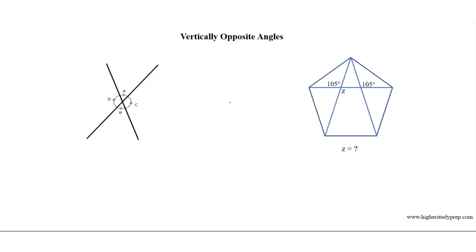Vertically opposite angles. A pair of angles opposite each other formed by two intersecting straight lines that form an X shape are called vertical angles, opposite angles, or vertically opposite angles. Angles A and B are a pair of equal vertical angles, and angles C and D are another pair of equal vertical angles. In this figure, 105 and Z are a pair of equal vertical angles. That is why Z is equal to 105 degrees.